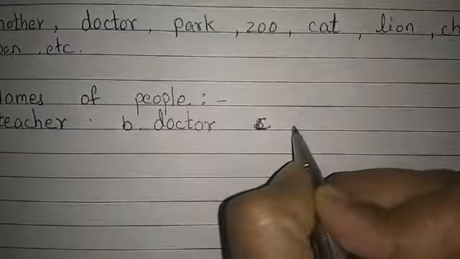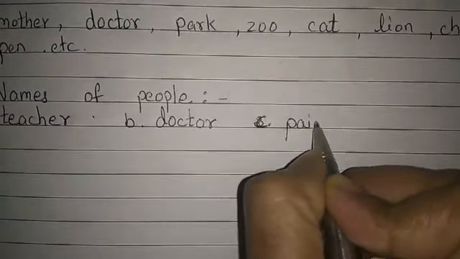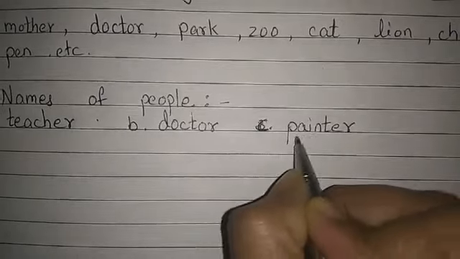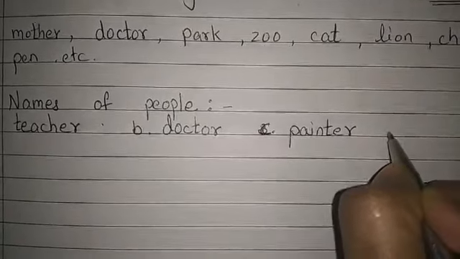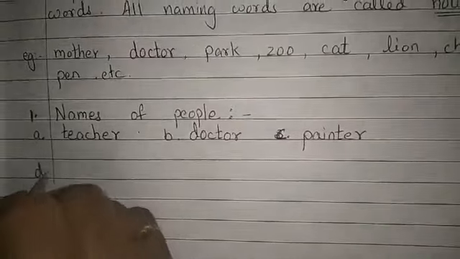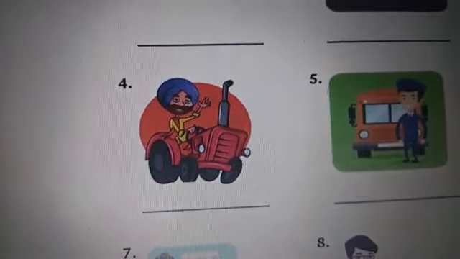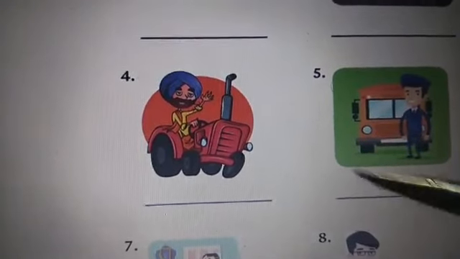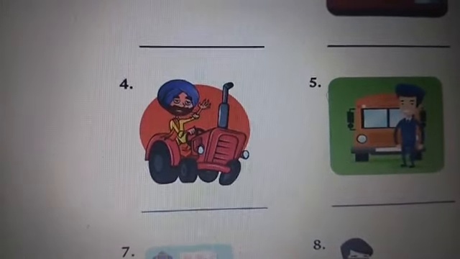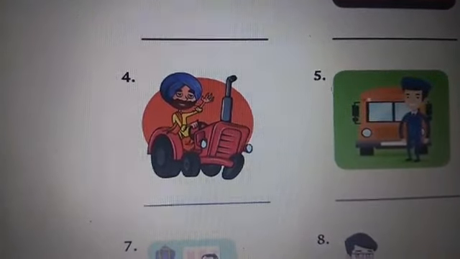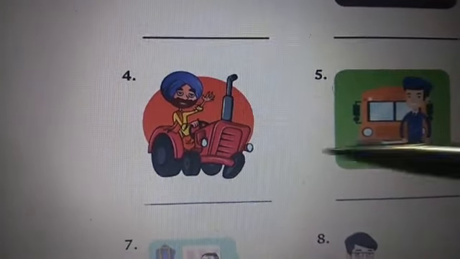Let's see our third picture. Now, a man with a paint brush in his hand and colors. He is a painter. Now write the third one as a painter, P-A-I-N-T-E-R. Painter. Now let's see which is our next picture. Now the fourth picture is of a man sitting on a tractor. Can you guess who he is? Yes, he is a farmer.